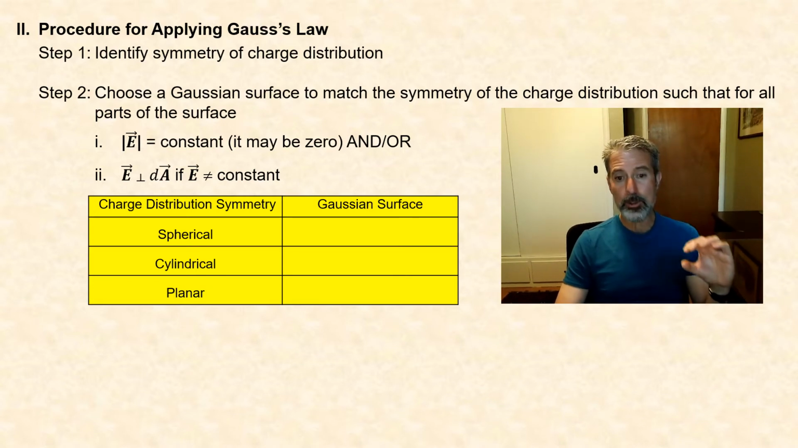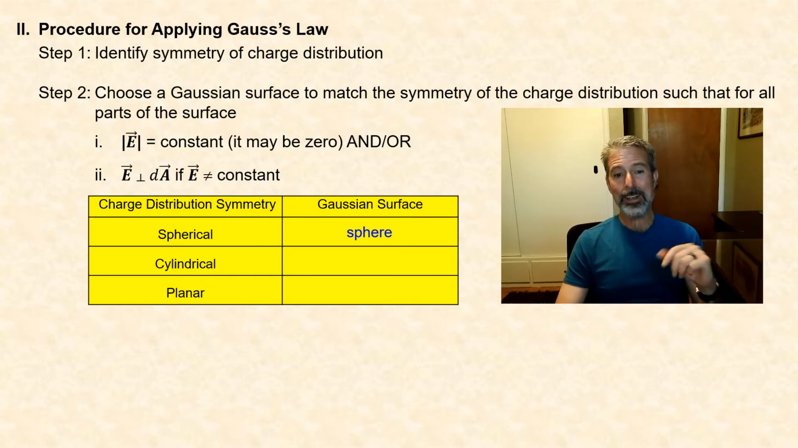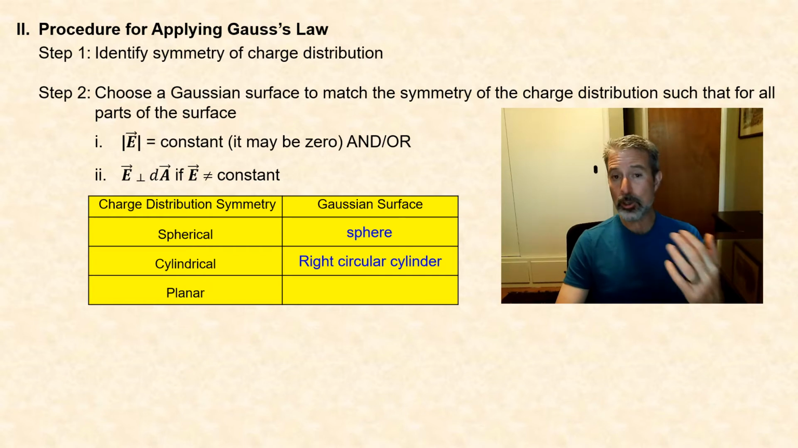Each special type of symmetry gives rise to a unique Gaussian surface that reflects that symmetry. And this is not going to be too hard here. If you have a charge distribution with spherical symmetry, then your Gaussian surface is going to be a sphere. If you have a charge distribution which has cylindrical symmetry, in other words, the charge distribution looks like a right circular cylinder, guess what? Your Gaussian surface is also going to be a right circular cylinder, oriented in a certain way, as we'll see.